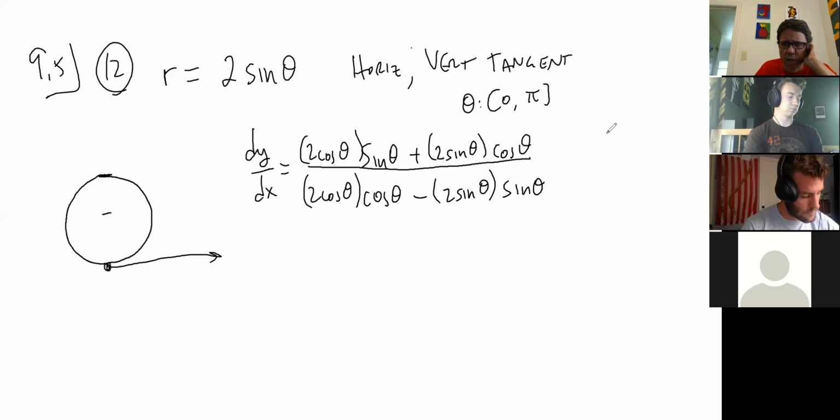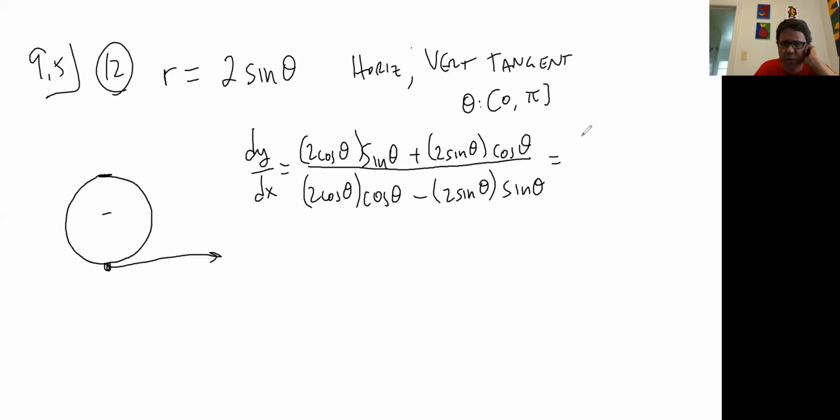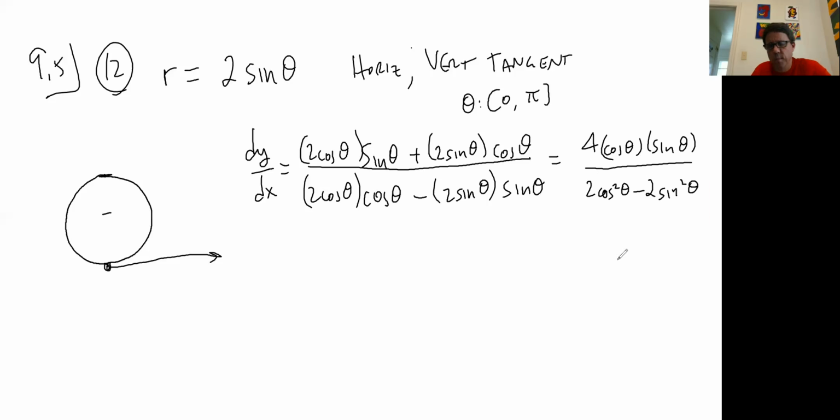So if I wanted to clean that up a little bit, the top is 2 cosine sine, and this is 2 cosine sine, so that's going to be 4 cosine sine. And then the bottom is 2 cosine squared minus 2 sine squared. So I guess we could divide everything by 2. Might as well do that. So it's 2 cosine sine on the top, and the bottom is cosine squared minus sine squared.